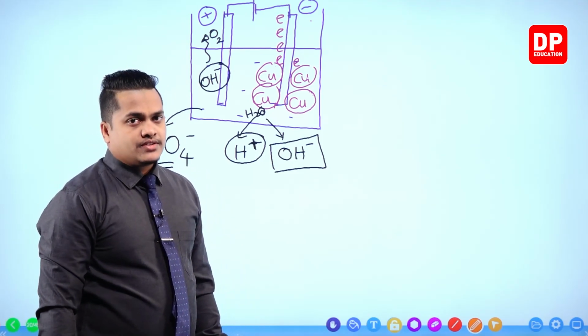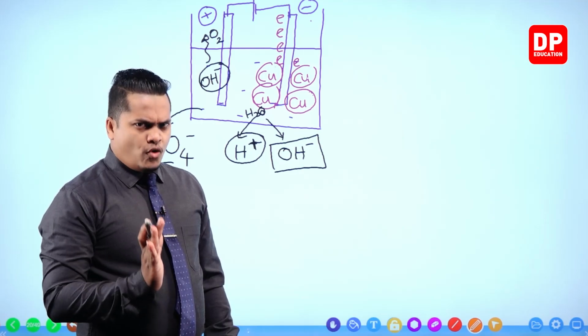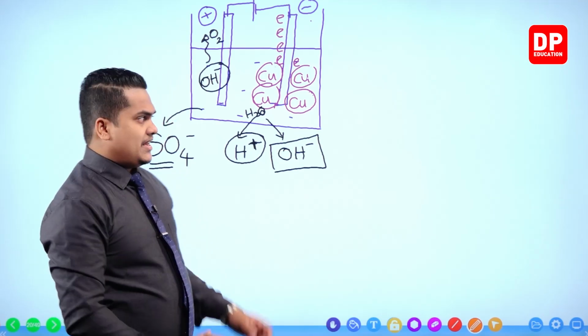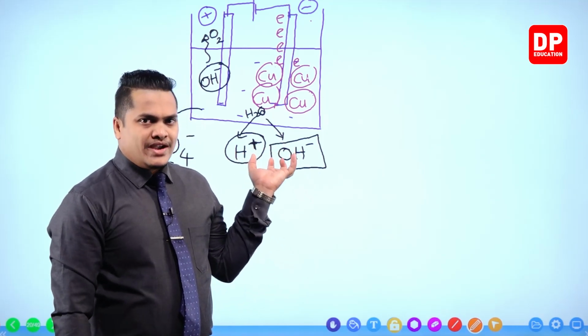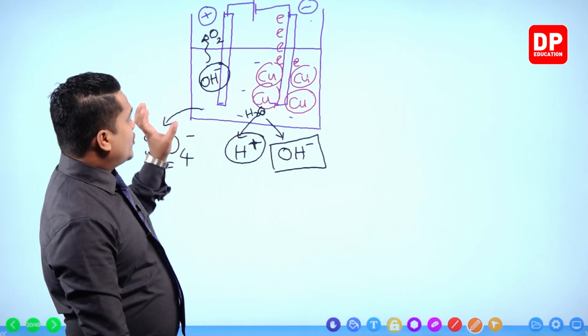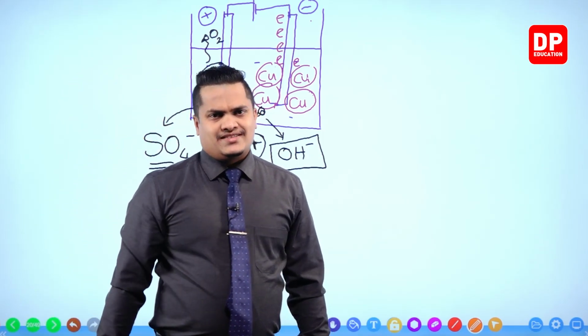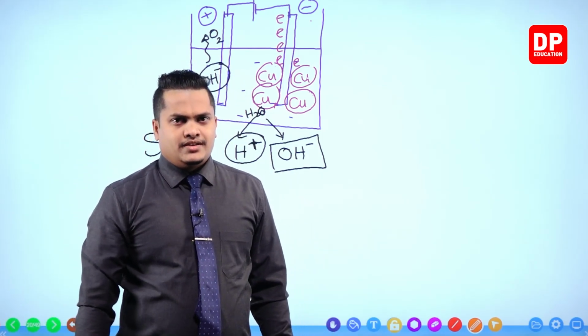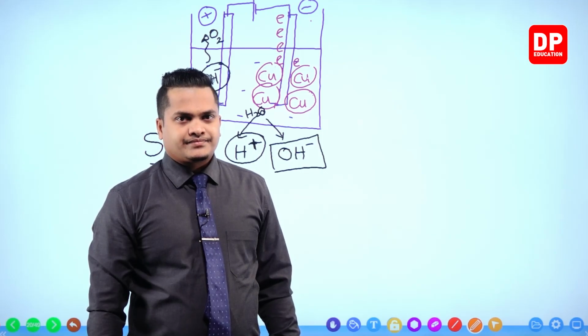And it is going to create oxygen gas. Always, if OH minus is there, I mean if you are using an aqueous solution, the OH minus ion is the one which is going to go to the positive terminal and it is going to create oxygen gas, okay.